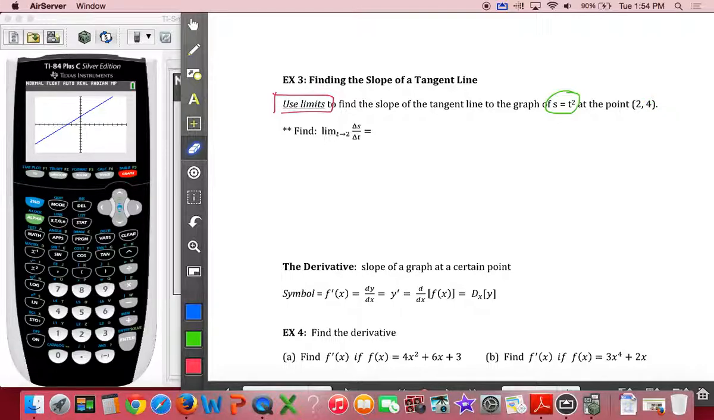Yours is not fixed. So you need to change your paper so that the point reads 2, 4, and also that the limit is as t approaches 2 here. So please make those 2 changes.